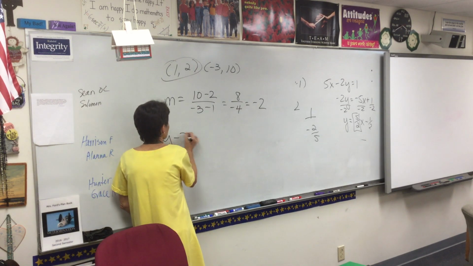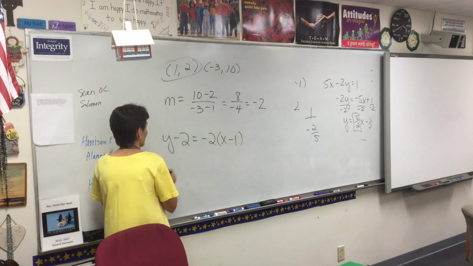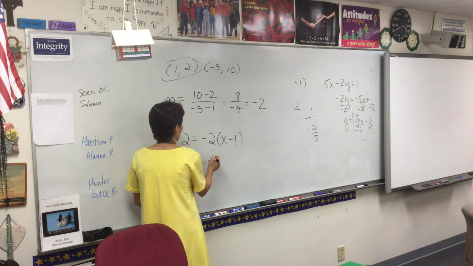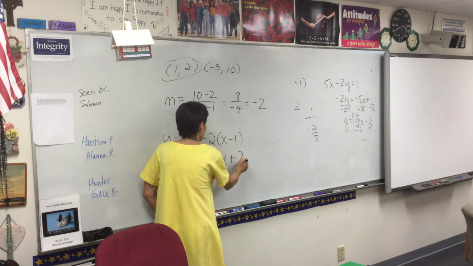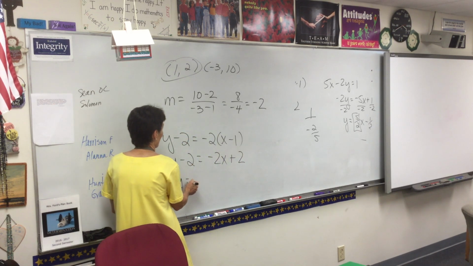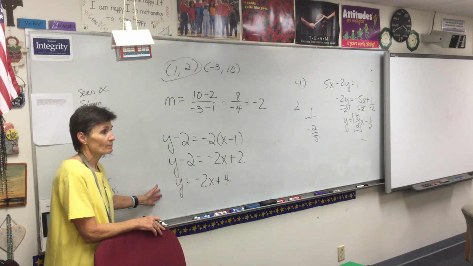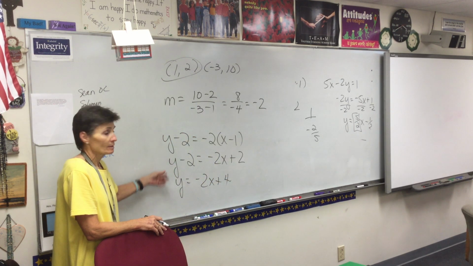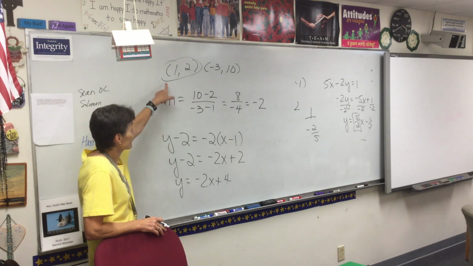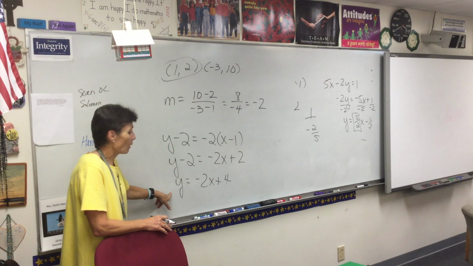So y minus 2 equals negative 2x minus 1. Y minus 2 equals negative 2x plus 2. Watch your arithmetic. And then y equals negative 2x plus 4. Everybody follow all that? See what I did? With the equation of my line, using that point, you can use either one. And then distribute it and get y by itself.